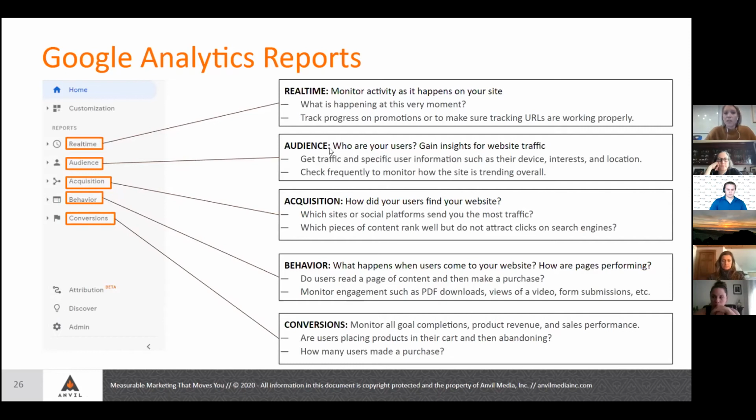We'll go to audience, which tells you not only who your users are, but it really gives you good insight into your website traffic overall. You can get specific user information like what device they're on, where they're coming from, even what their interests are. This audience report is a really good tool to check in with frequently to see how your site is trending overall. Next, we have acquisition, which is how your users found your website. Did they come from a certain social platform? Did they come from a specific website? You can also see what pages of your content rank very well, but which pages don't get people to actually click when they see your website pop up on Google.